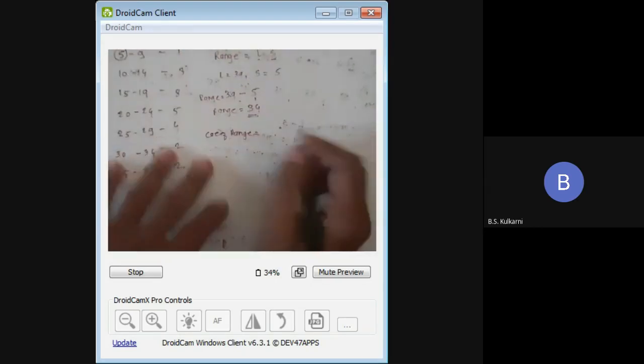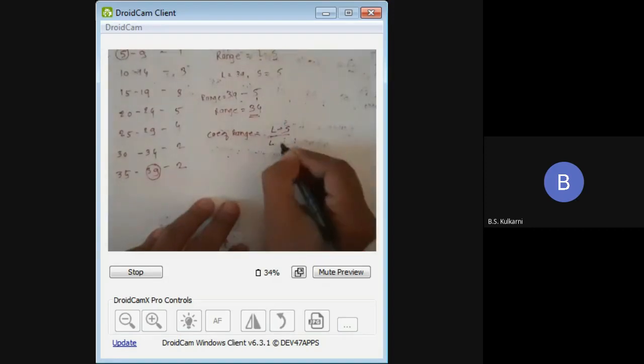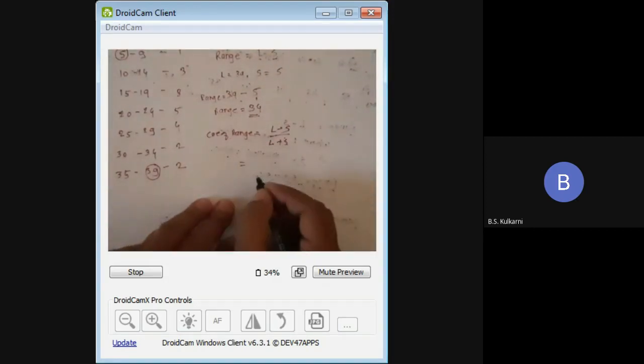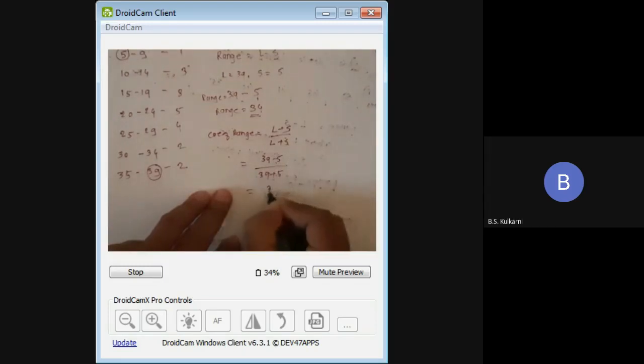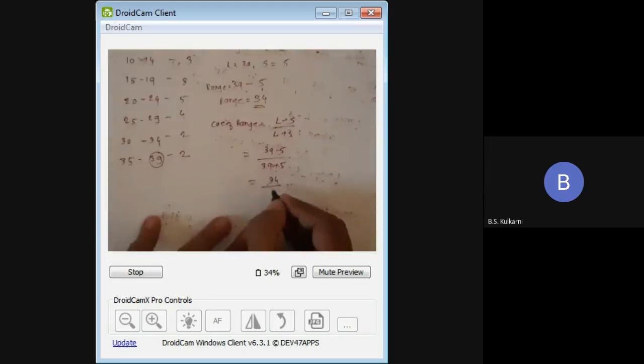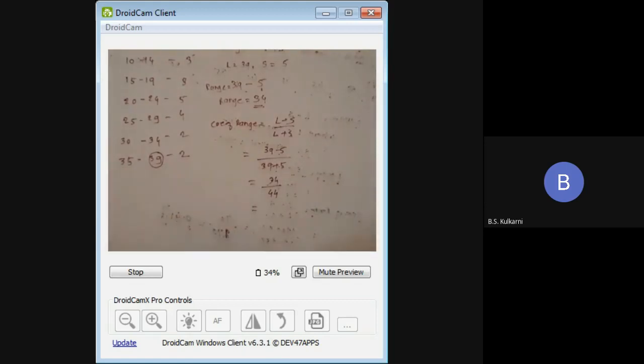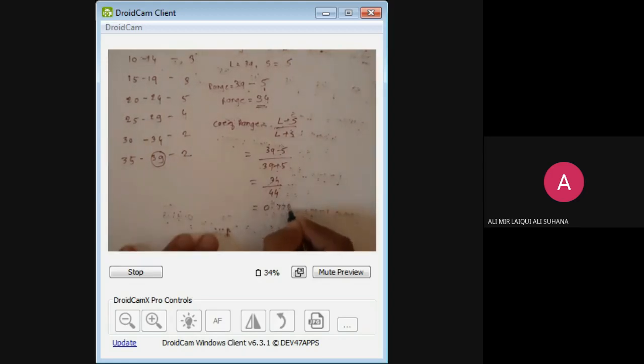Now coefficient of range. How we are going to calculate coefficient of range? L minus S divided by L plus S is equals to 39 minus 5 divided by 39 plus 5. So 34 divided by 44. So what is the answer? 0.7727. This is your coefficient of range.